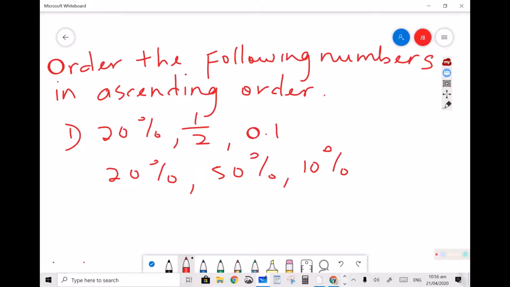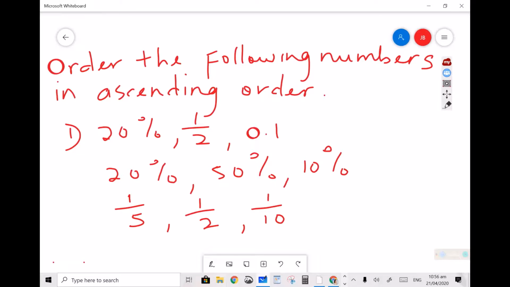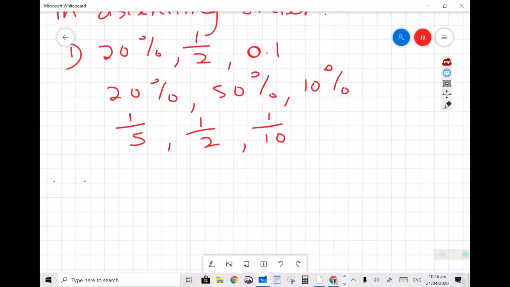If we choose another method by using fractions, the 20% would actually be 1/5. The half would obviously be a half, and 0.1 would be 1/10. Okay, so from that, it might be a little more difficult for some students to figure out how to order it, but you can. The working would take a little bit longer to do so.